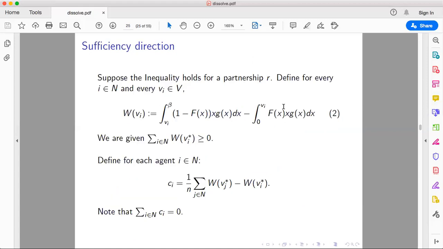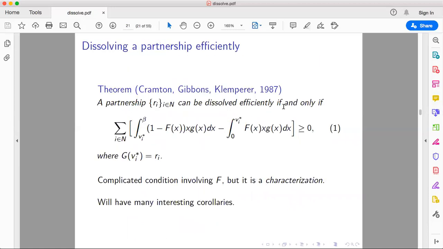Right. So that's what we're going to do next. For sufficiency, what we will have to assume is that we have a partnership which satisfies this inequality. We have to show that this partnership can be dissolved efficiently, which means that we have to construct a mechanism which is efficient, budget balanced, BIC, and interim IR.